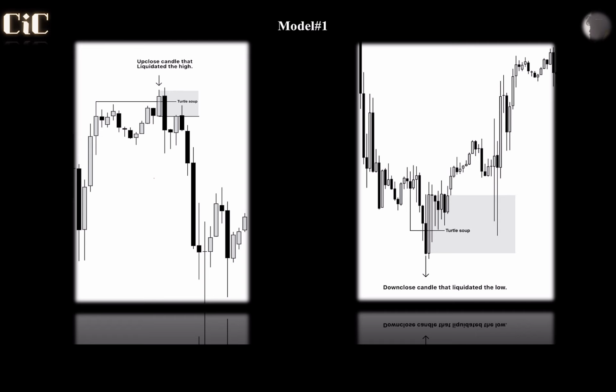Right, now that was a bit too deep. I went a bit deeper than I was intending to in the summary. But in plain English, bearish model number one: up close candle, liquidated the high. Bullish model number one: down close candle that liquidated the low.